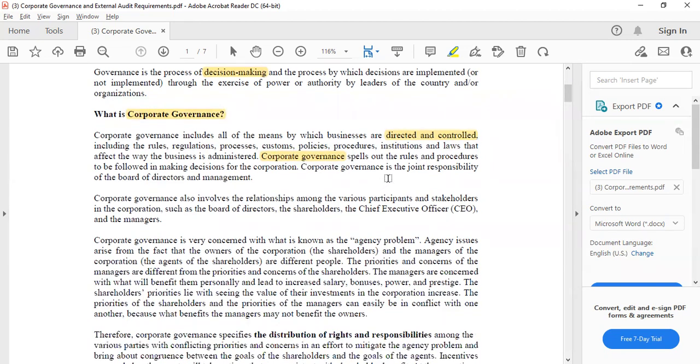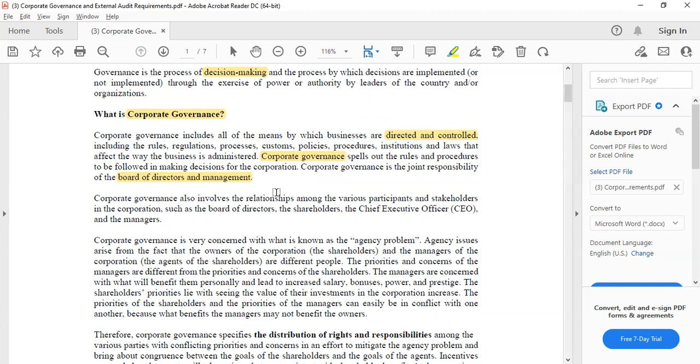So corporate governance is the joint responsibility of the board of directors and management. So at this point, we have to be clear that when we speak of board of directors, it is not the same with management and vice versa. So these two groups are different. The board of directors is one group and another group is the management. So if we talk about board of directors, we are talking about the chairman of the board. The board of directors is headed by a chairman of the board, and then we have members of the board, or we call them directors or members of the board.